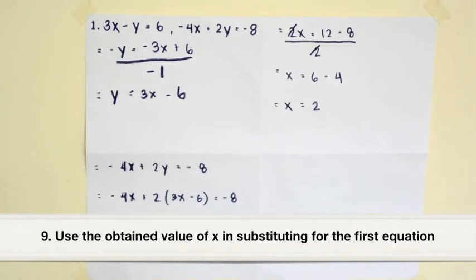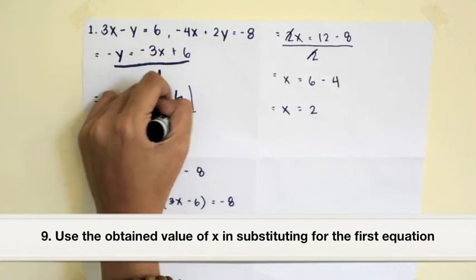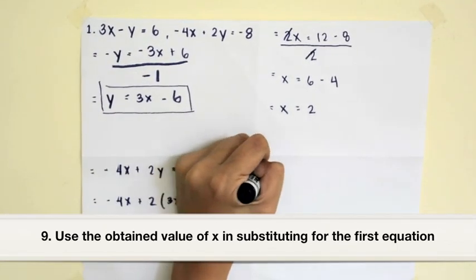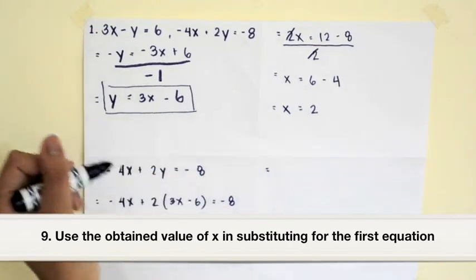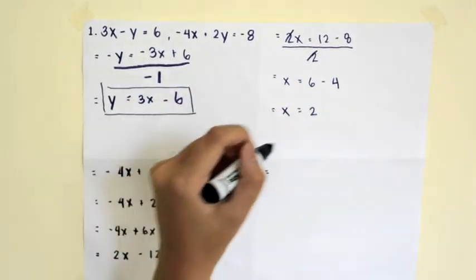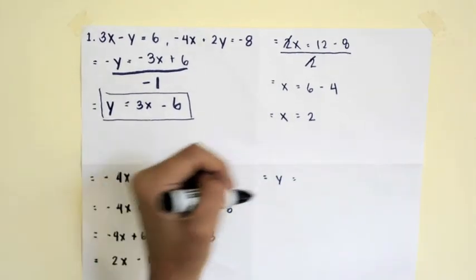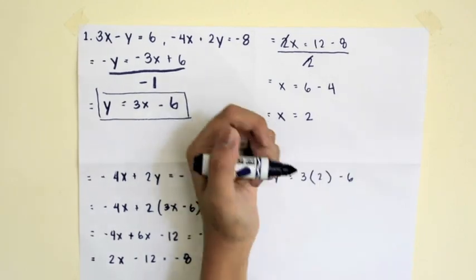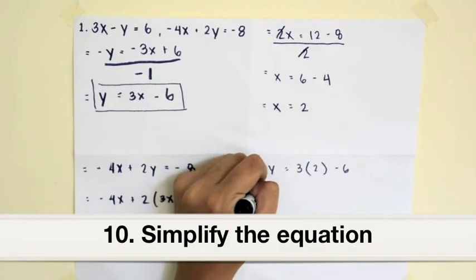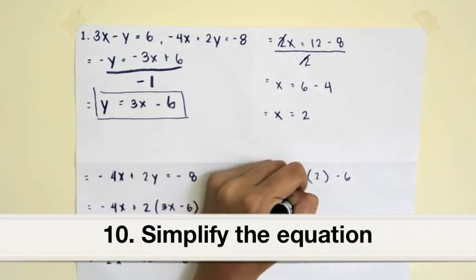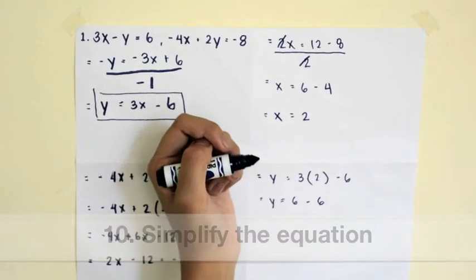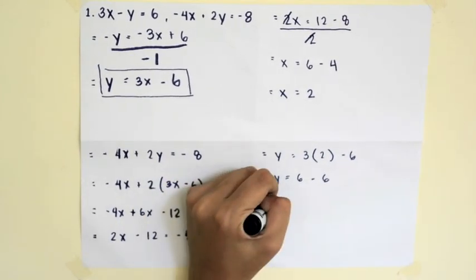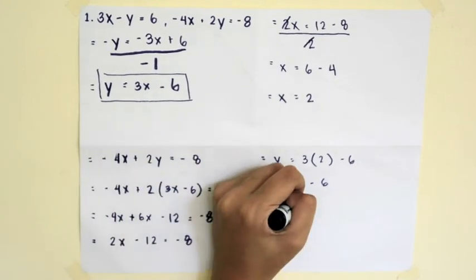We need to go back to the first equation again, which is y equals 3x minus 6. So the first step in doing that is by substituting x with 2. So that becomes y equals 3 times 2 minus 6. Now when we simplify that, it will become y equals 6 minus 6. 6 minus 6 will be equal to 0, so that means that the value of y is equivalent to 0.